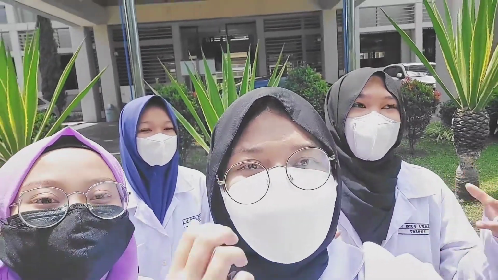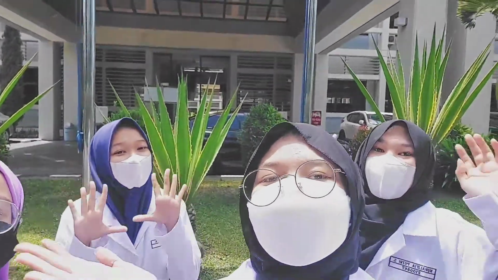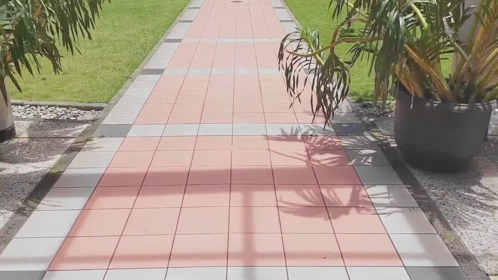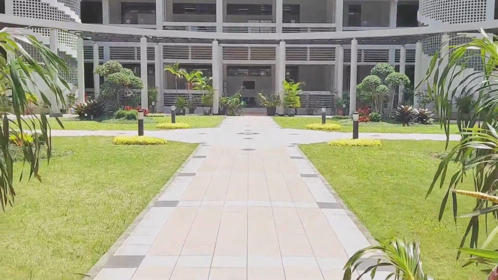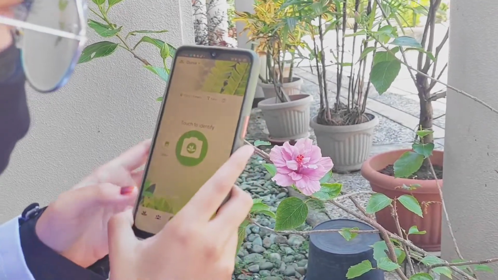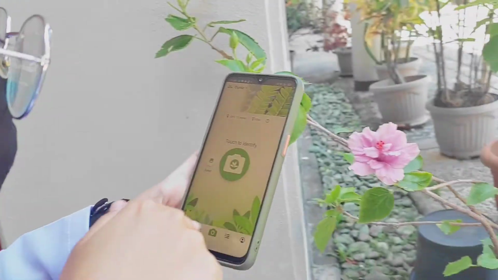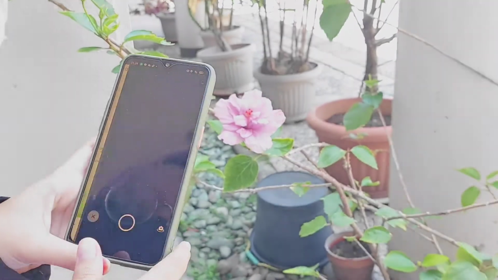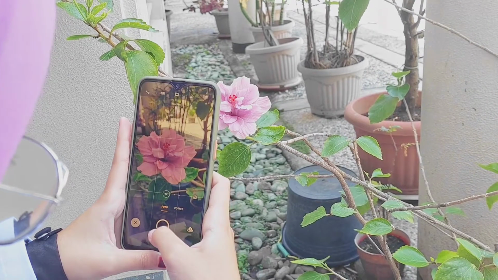Today in this video, we would like to identify the scientific name of plants in the dichotomous key with the application named Plant.net. So let's do it using this application. It's Plant.net, and then after we are on the home screen, we can touch this and take the pictures. Like this.